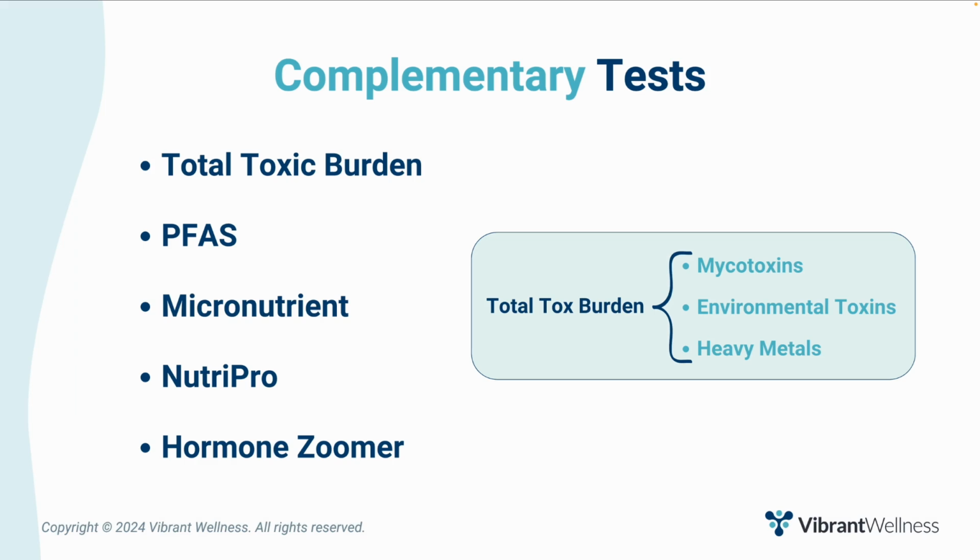In addition to toxin genetics, consider the total tox burden and PFAS test to assess an individual's specific level of toxins in the body. Also, the micronutrient panel or NutriPro to investigate intra- and extracellular micronutrient levels required for detoxification. Note the NutriPro test detects nutrition-related genetic SNPs in addition to nutrient levels. And finally, hormones, since impaired detoxification pathways may cause endocrine disruption and hormonal imbalances.